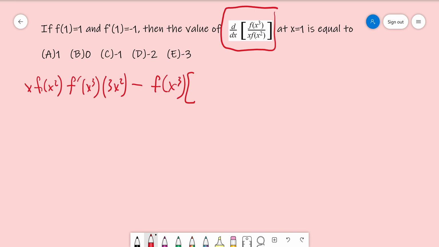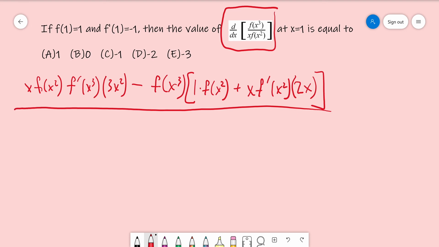So the derivative of x is 1 times f of x squared, plus x times the derivative of f with respect to x squared, times the derivative of x squared, which is 2x. Okay, so that's the derivative of the denominator. And all of this has to be divided by the square of the denominator, which is x times f of x squared, all squared.